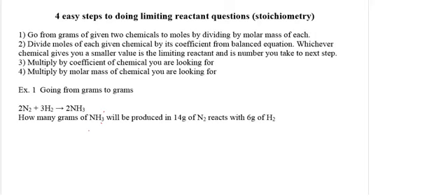Alright, we're going to go over stoichiometry, specifically limiting reactant questions. These are questions where they give you amounts for two different reactants. Your job is to find how much product should be produced. So the first thing you need to do, if they give you grams, go to moles.